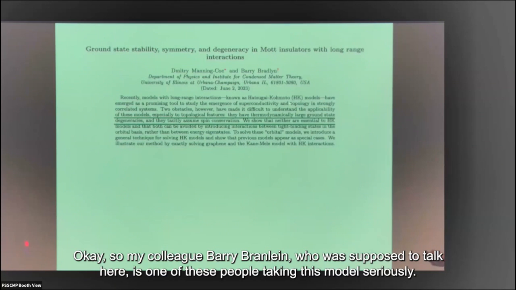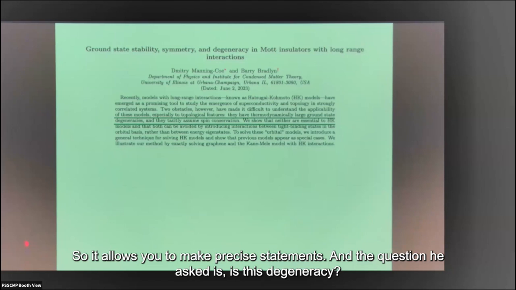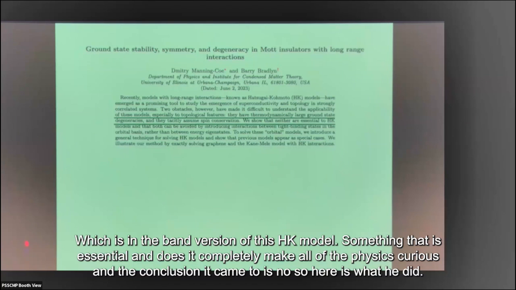Okay, so my colleague, Barry Bradlin, who was a postdoc here, is one of these people taking this model seriously because it allows you to make precise statements. And the question he asked is this degeneracy, which is in the band version of this HK model, something that is essential? And does it completely make all of the physics spurious? And the conclusion he came to is no.